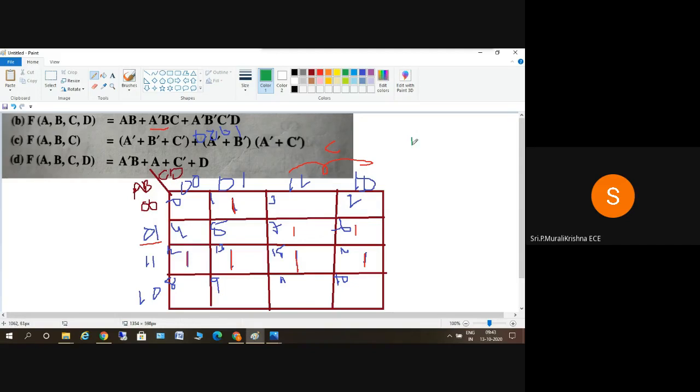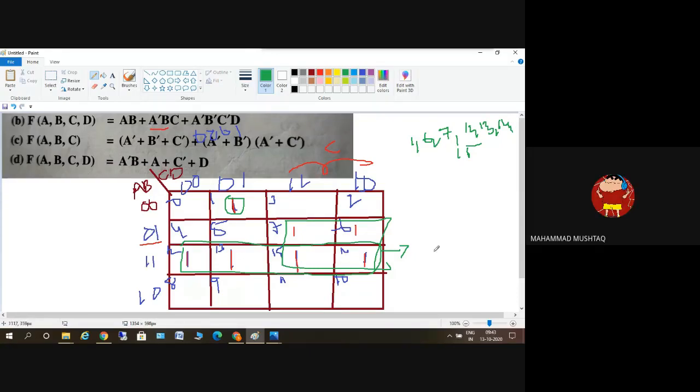So these are the min terms here. What are the min terms here? 1, 6, 7, and 12, 13, 14, 15. So these are the min terms for this equation, and we can form two quads here. This is one quad and this is another quad, and one term has no grouping, so that is a separate one.